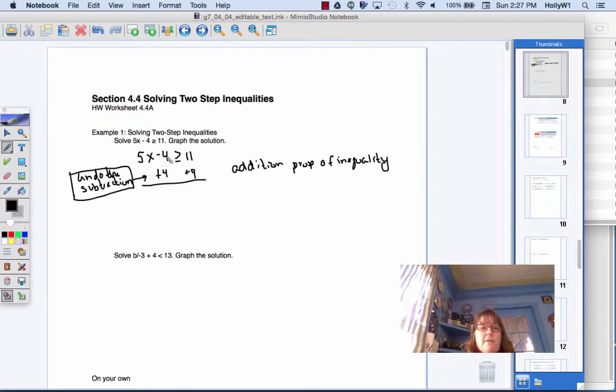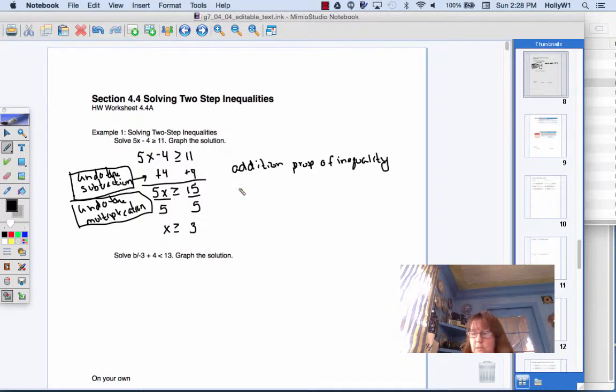So anyway, 5x subtract 4 plus 4 gives you 5x is greater than or equal to, this is a 4, so 15. So here we need to undo the multiplication. We're going to do that by dividing by 5. Since we multiplied by 5, we're going to divide by 5. So 5x divided by 5 gives you x, which is greater than or equal to 15 divided by 5, which is 3. And we don't swap the inequality because we're dividing by a positive number.